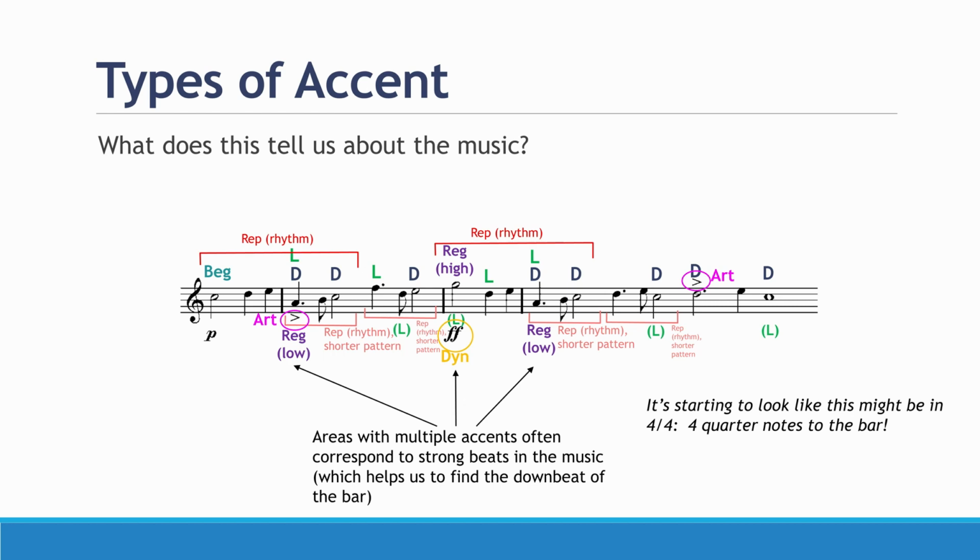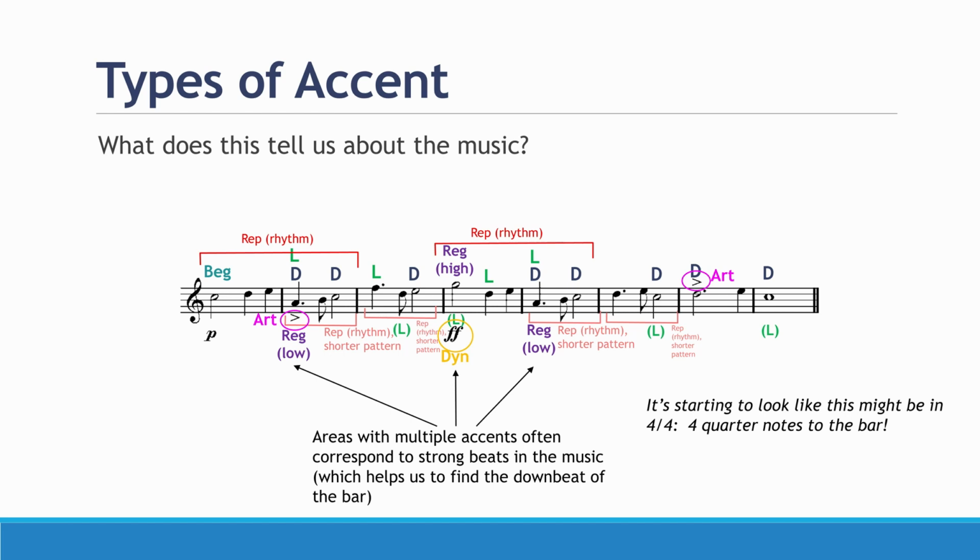All of a sudden, it's starting to look like this might be in 4/4 with 4 quarter notes to the bar. And we can particularly see that in that middle region of the piece. With the G, D, and then E, we've got a huge amount of accent on the G and then not so much going on the next 2 quarter notes. And so then we can ask ourselves, well, would it make sense to divide the rest of this up in 4/4, 4 quarter notes per bar? So I'm going to do that.